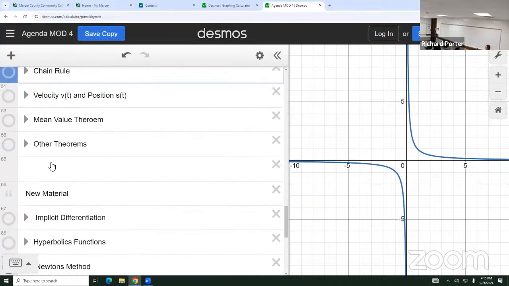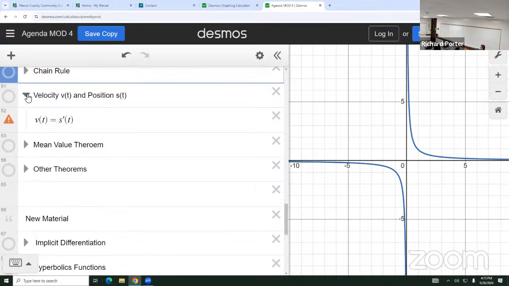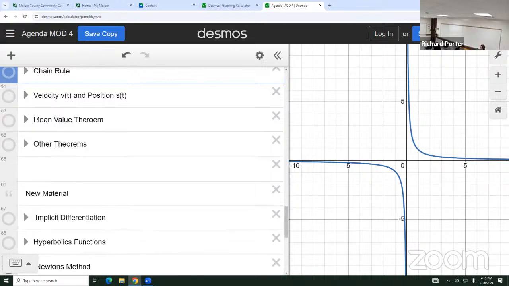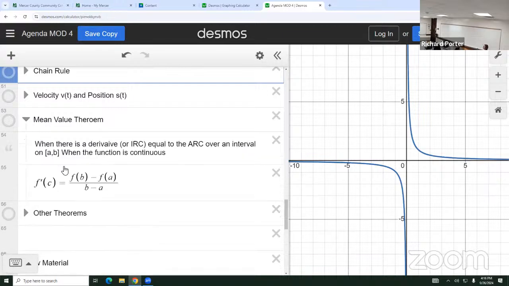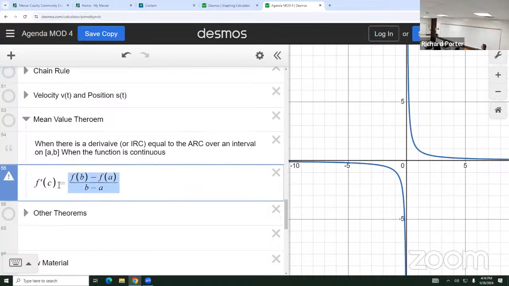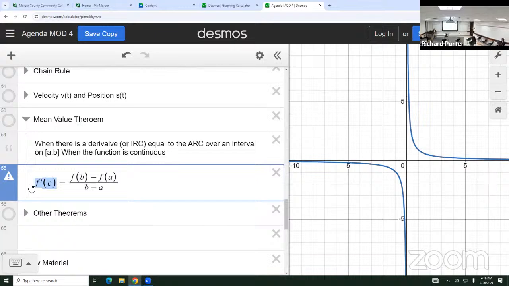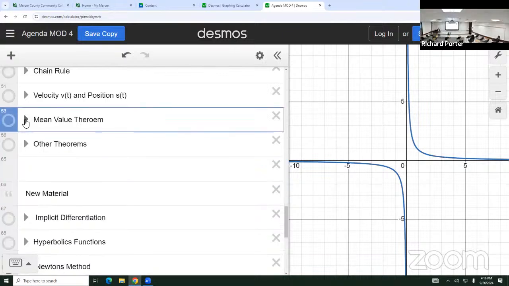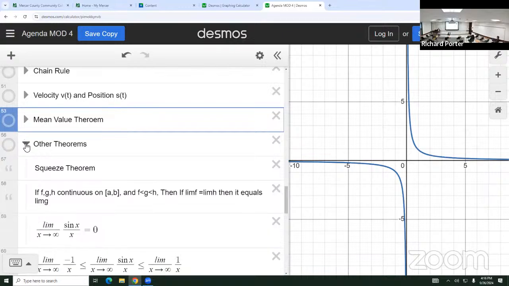We needed to know that last time for what we're going to design. And then velocity and position: the velocity is the derivative of position. Mean value theorem is one of those things that comes up sometimes, but it means specifically when the average rate of change is equal to the derivative, the instantaneous rate of change. It's a very specific thing, but it's used for getting a ticket on the turnpike, if you remember that example. The other theorems I didn't even cover.